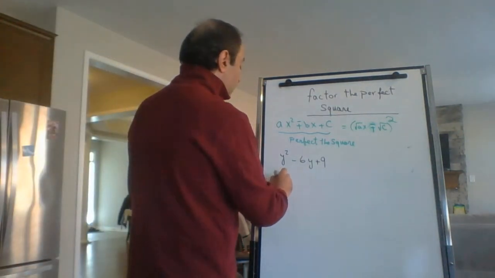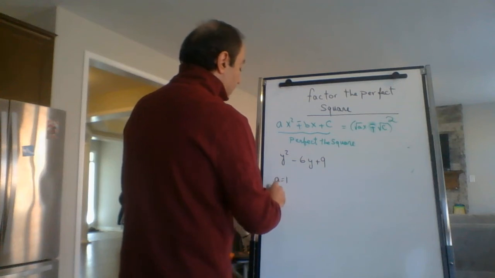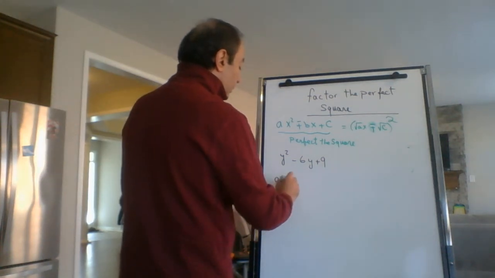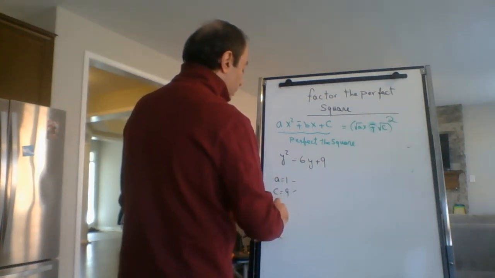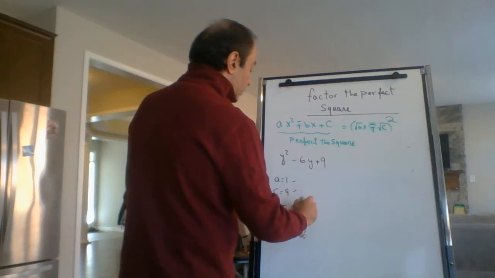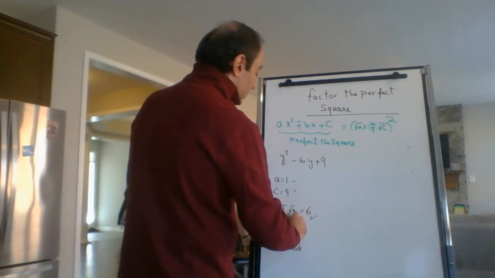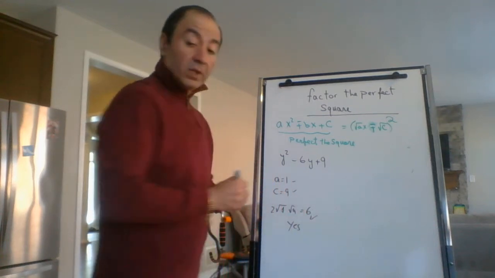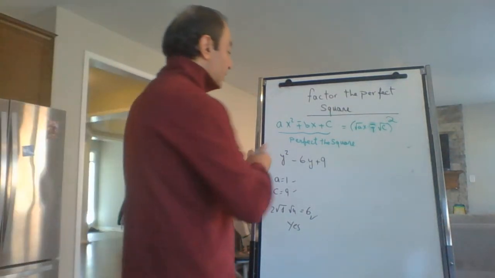Yeah, a equals 1, c equals 9. Both of them are perfect squares. Square root of 1 times square root of 9 times 2 will equal 2 times 1 times 3, which is 6. So yes. Now we are going to factor this perfect square.